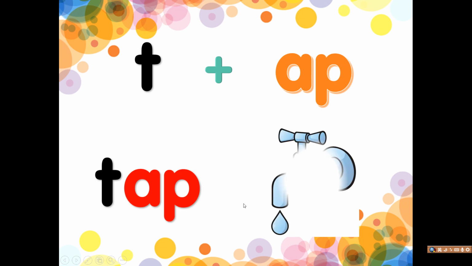Tap. What is tap? This is a tap. 水龙头, open the tap before you wash your hands. Water will come out. Tap, 水龙头, 当你打开那个水龙头，你才可以洗手, wash your hands. Open the tap. So this is a tap.